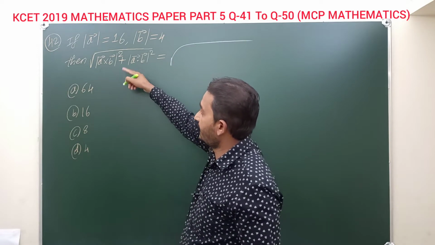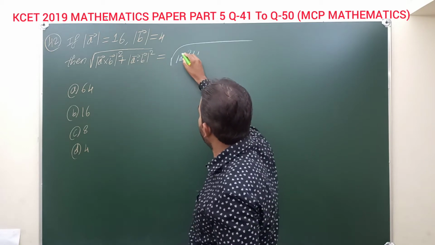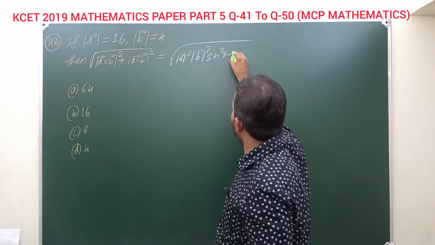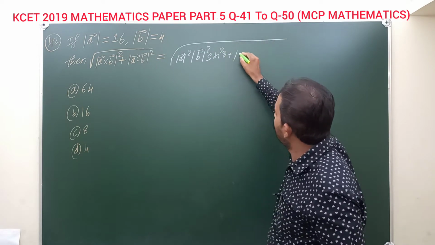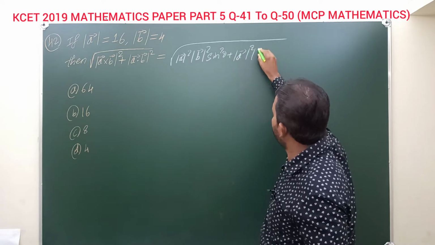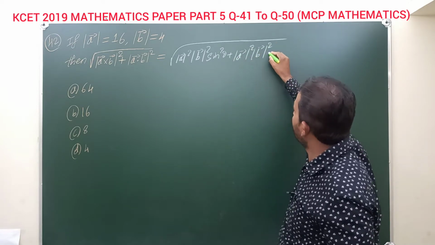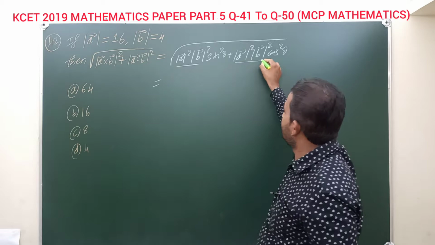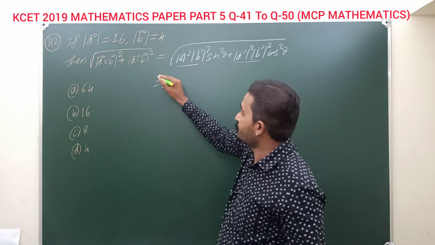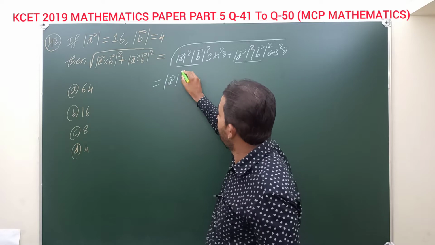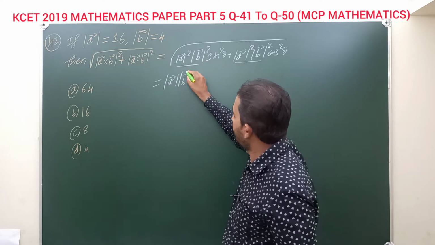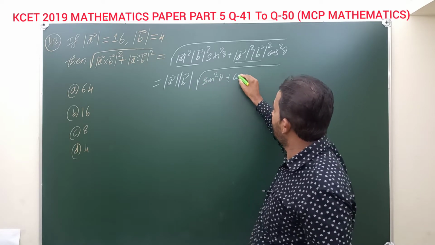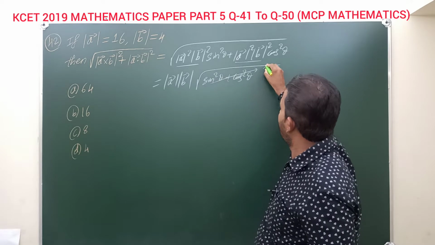Magnitude of A cross B is nothing but magnitude of A square, magnitude of vector B square into sine square theta, plus here also magnitude of A square into magnitude of B square into cos square theta. Here this is a common term, this is also a common term, take outside magnitude of A and magnitude of B, in the square root remaining sine square theta plus cos square theta. This value becomes 1.